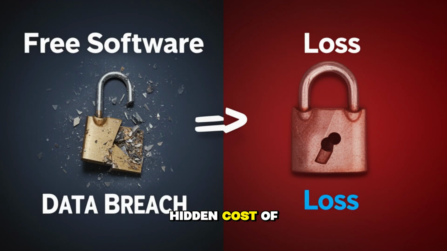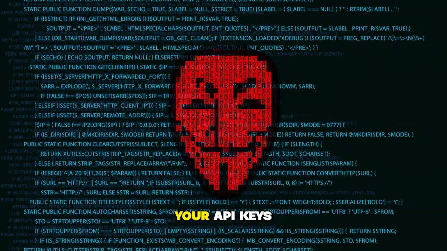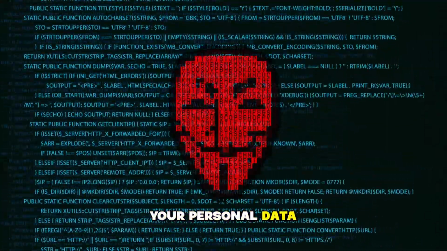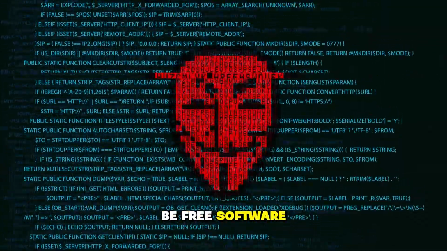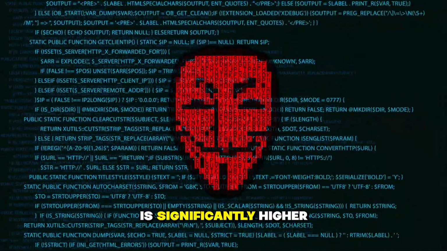There's also the hidden cost of risk. If your Clawdbot instance is compromised, attackers could access everything: your API keys, your chat logs, your personal data, your corporate credentials. What's the cost of a data breach? So yes, Clawdbot might be free software, but the total cost of ownership is significantly higher.